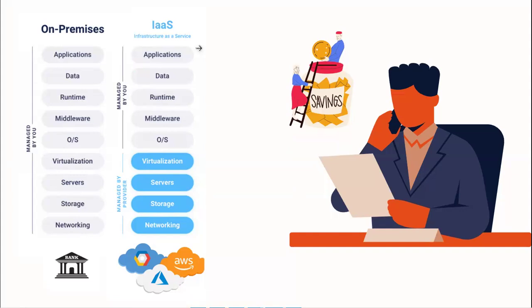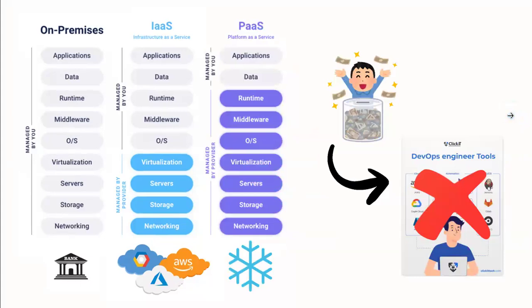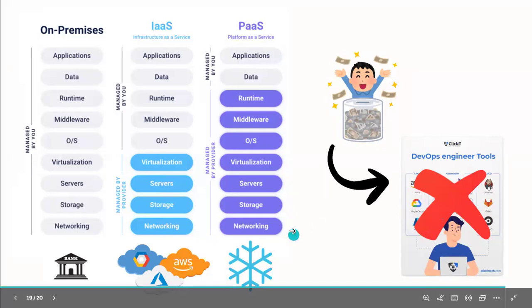Then assume I don't have that much budget, and I don't want to spend an amount on a DevOps engineer as well. Or I don't want all these services. I don't have a huge volume of data. I'm good with it. I don't want to use more services. Then I have something called PaaS.